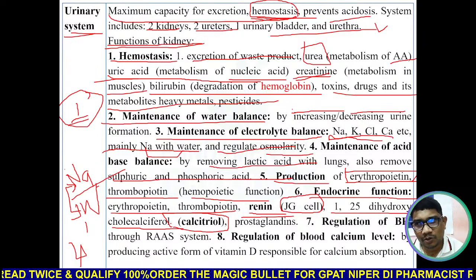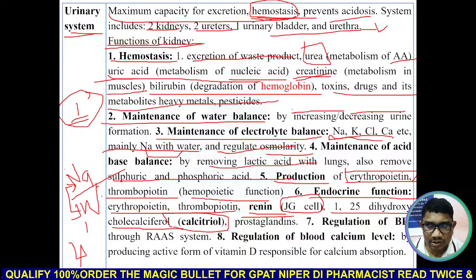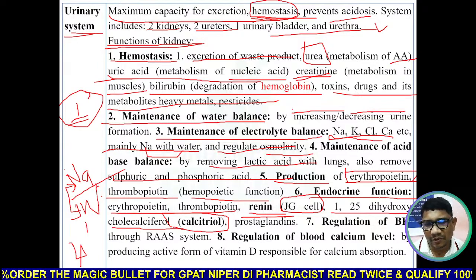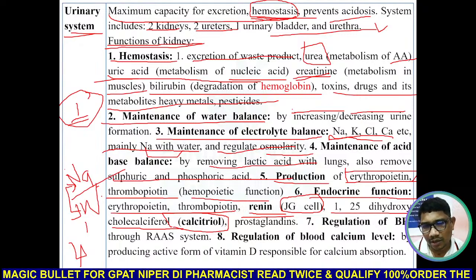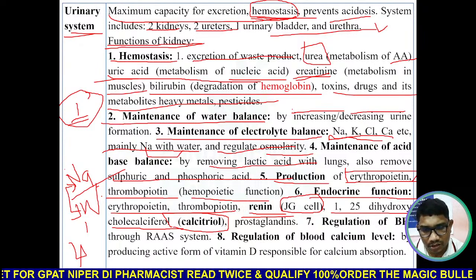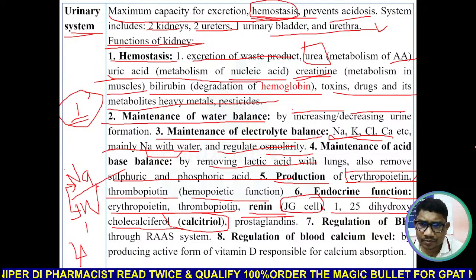वो बनता है कहाँ पे, लीवर में, है ना, लीवर में बनता है। उसके बाद में while passing in the kidney, तो एक्टिव फॉर्म ऑफ विटामिन डी इज प्रोड्यूस्ड इन द किडनी, याद रखना है आपको। 1,25 dihydroxycholecalciferol is nothing but the calcitriol which is produced in the kidney. Then kidney also produces the prostaglandins.